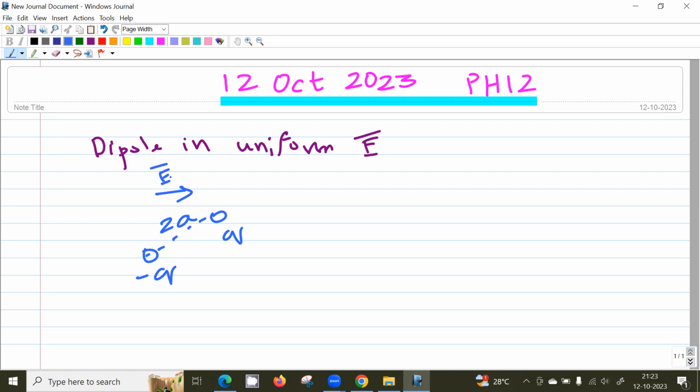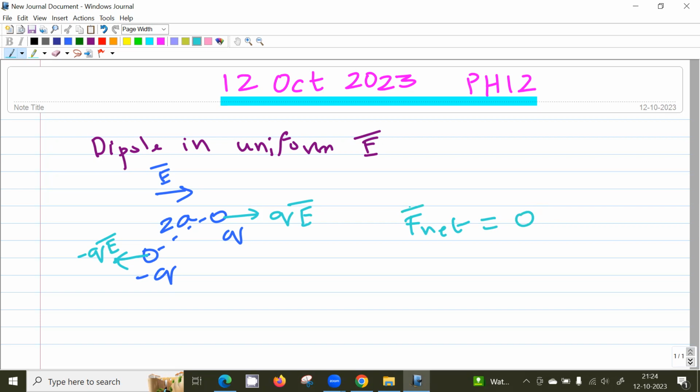So the force acting on them, the net force, will be 0. On the positive charge, the force will be towards right. Force on a charge in the electric field is the value of the charge times the electric field, and the force on this negative charge will be towards left. So the net force in uniform electric field is 0.